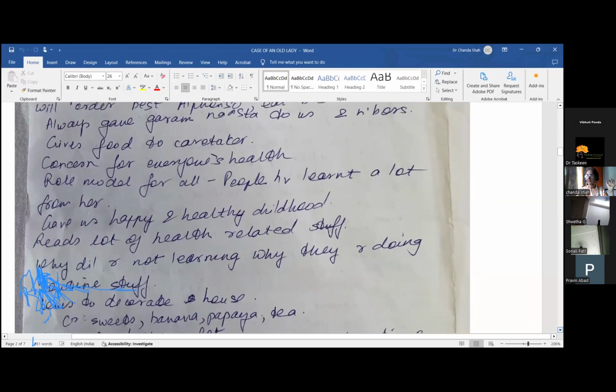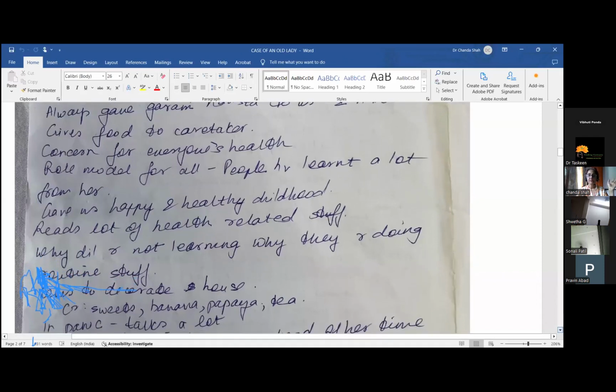Now, usually a caretaker changes shift after 12 hours and is supposed to bring their own food. But this lady is so kind, she gives food to the caretaker also. She is concerned for everyone's health. So the daughter says she's a role model for all of us. People have learned a lot from her.